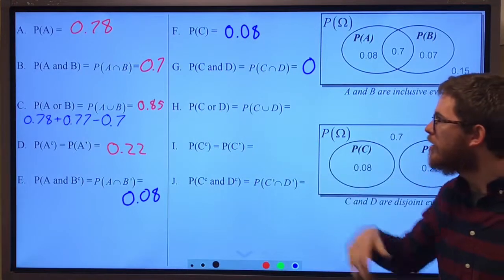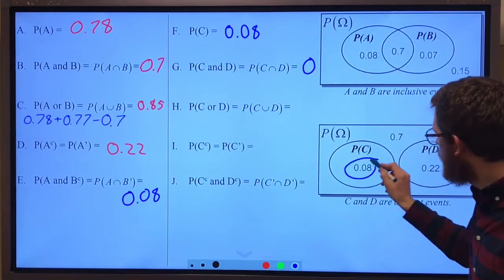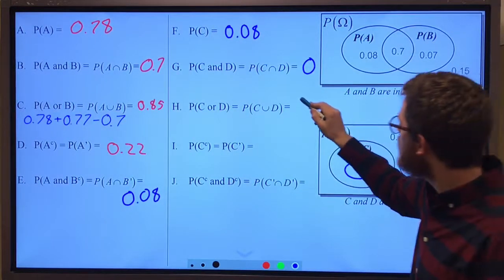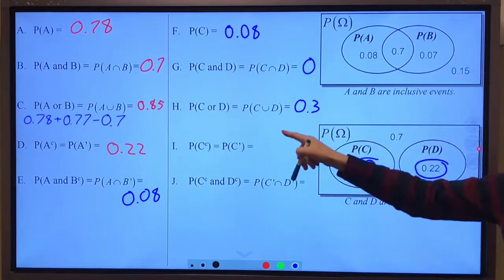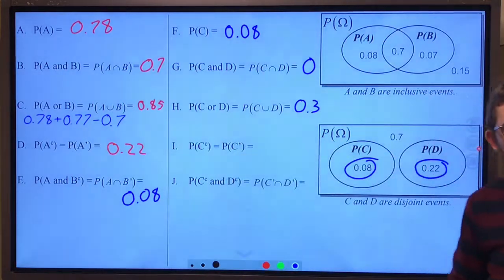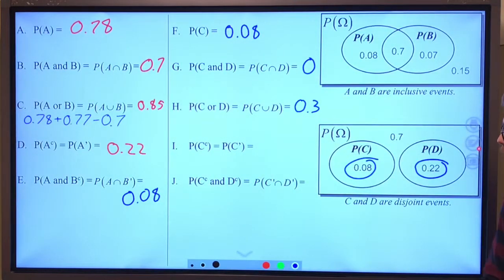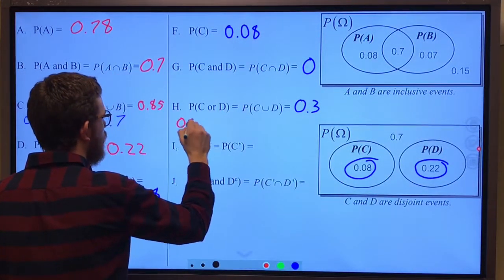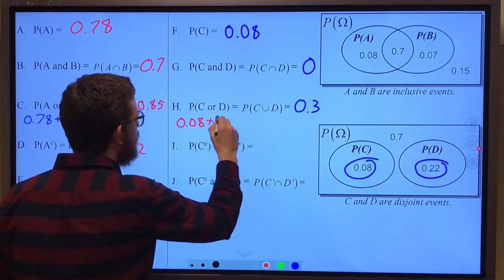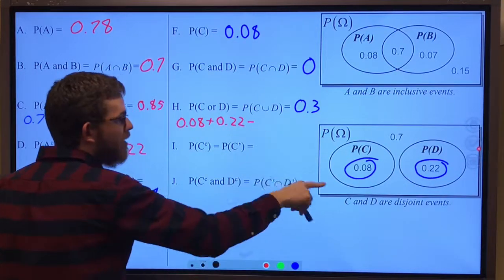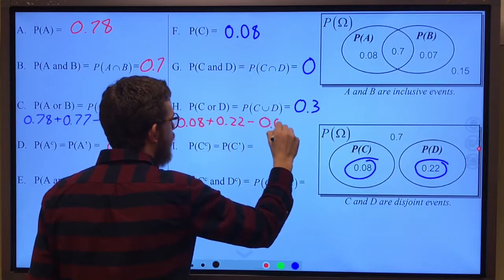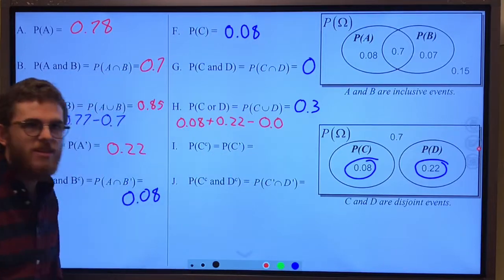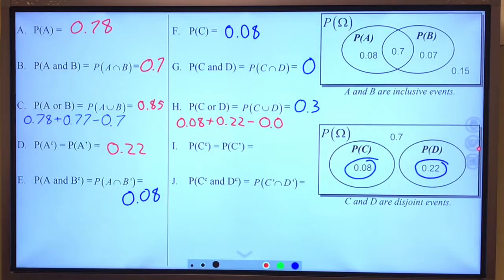The union, probability of getting C or D, well that means, hey, this or this, well we can add them together, we can see that's going to be a 0.3, or because we're using or, we can think of it as our formula. The probability of C plus the probability of D minus the overlap. There is no overlap. And 0.08 plus 0.22 minus nothing gives us 0.3. The formula still works.